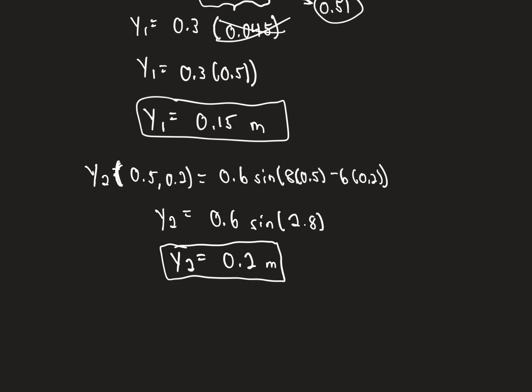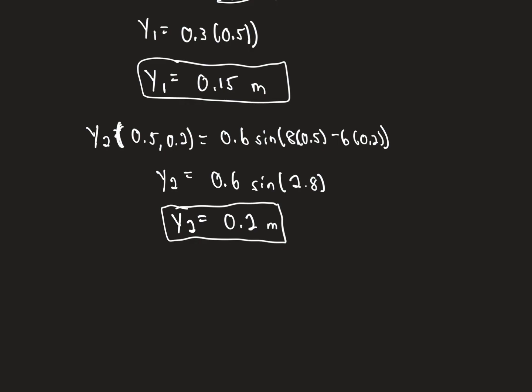Anybody else get that? Okay. So the total height is going to be the sum of these, y1 plus y2. 0.15 plus 0.2 equals 0.35 meters. Great. That's how you do problem 90. Problem 91 is almost the exact same thing, except different numbers in different equations. Same approach. Plug and chug.